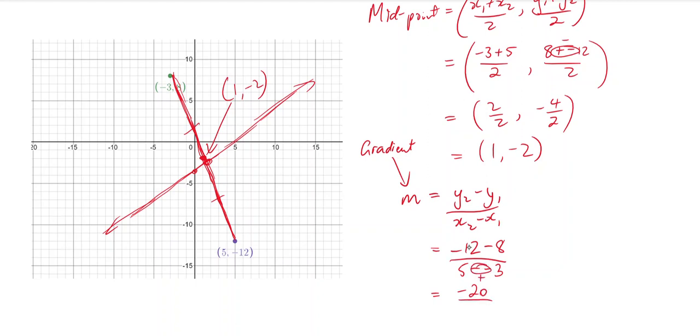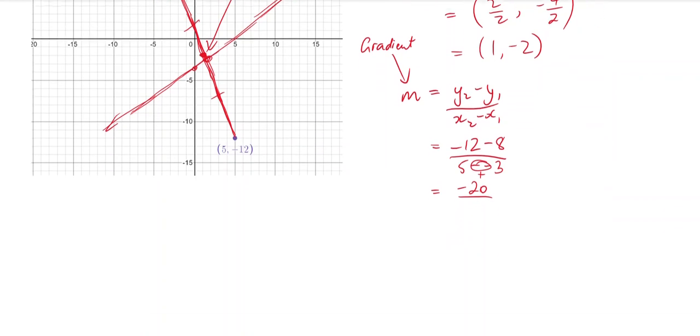That must be together. This is not together. This is minus 12 minus another 8. This is where we've got 2 negatives together. So that gives positive 8.